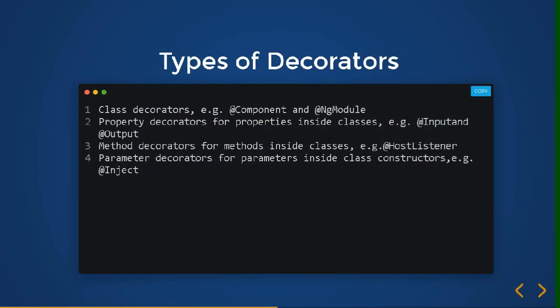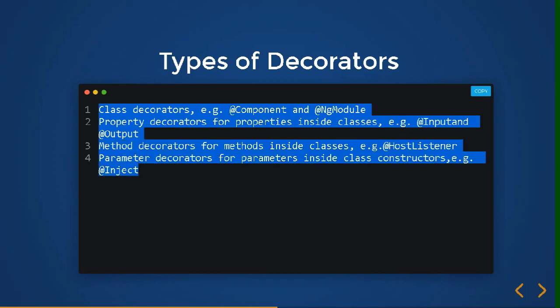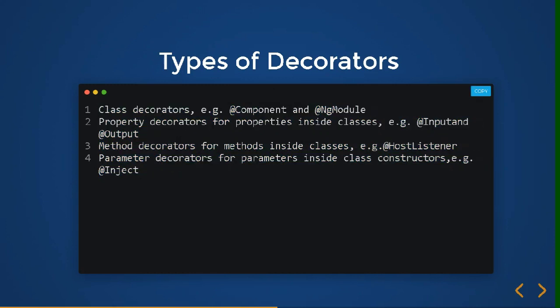So what are the types of decorators? There are four types of decorators. First one is class decorators. That means these decorators will change the meta configuration of the class. For example, @Component and @NgModule. So in a TypeScript file, you would have noticed this @Component and @NgModule. This @NgModule is written in the app.module.ts. You can right now check in app.module.ts, you will find it there.